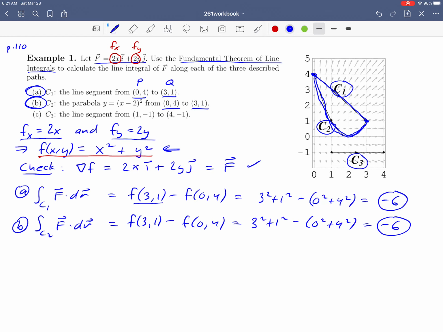Now at this point, I'd like you to maybe pause the video and see if you can do part C on your own. I'm going to pause for a minute and let you do that. Welcome back. Let's confirm and see if I get the same answer as you did for part C here. Same thing that we did above. The only thing that's changed is that we've got a different starting and ending point. So this time we're going to take f of (4, -1) minus f of (1, -1).